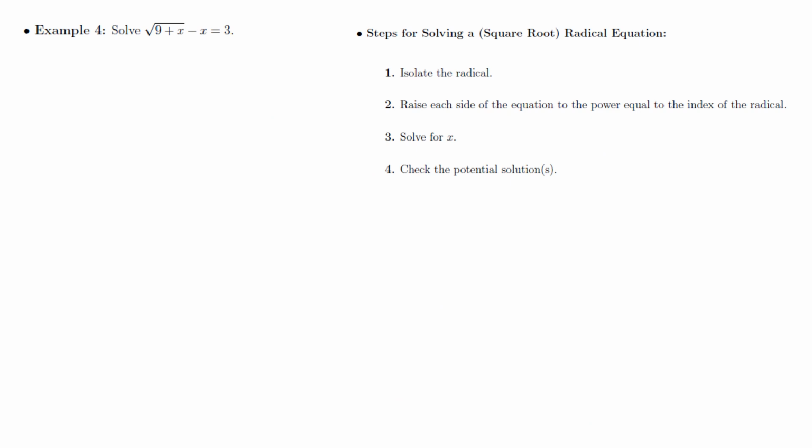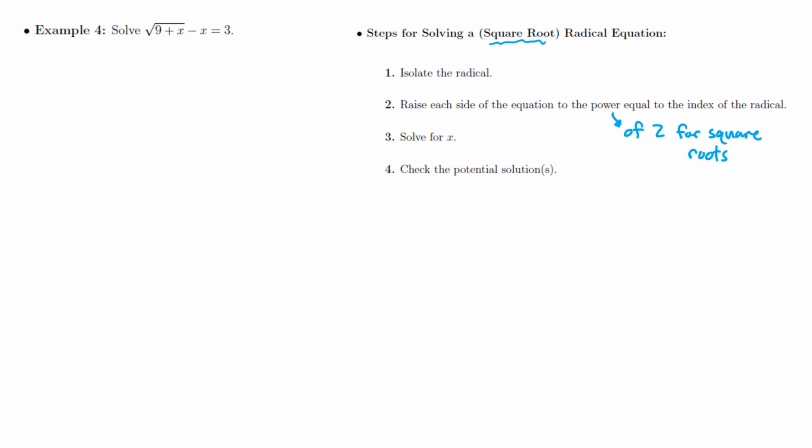So to just kind of summarize our steps for solving a square root, we want to isolate the radical. We want to raise each side of the equation to the power that's equal to the index of the radical, and really to the power of 2 for square roots. I was giving instructions that are more general that work for cube roots and fourth roots and things like that. But I did specify square root up here, so that's really all we're going to look at. Then we solve for x, of course, and then it is important to check all your potential solutions.